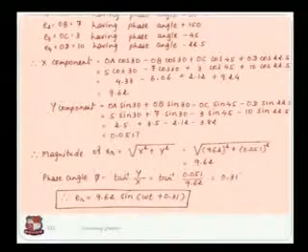If you have to represent any alternating quantity by a vector, then you have to fulfill three conditions. First condition is that the amplitude of the alternating quantity should be equal to the magnitude of the vector. Second condition is that the alternating quantity should start from zero value and increase in a positive direction. Then only your rotating vector will rotate in an anti-clockwise direction. If you reverse the direction of the alternating quantity, the direction of the rotating vector will be reversed.